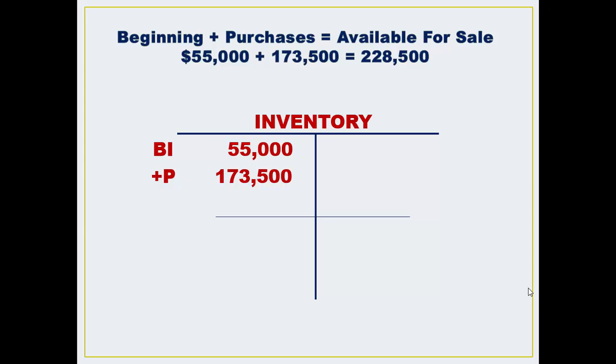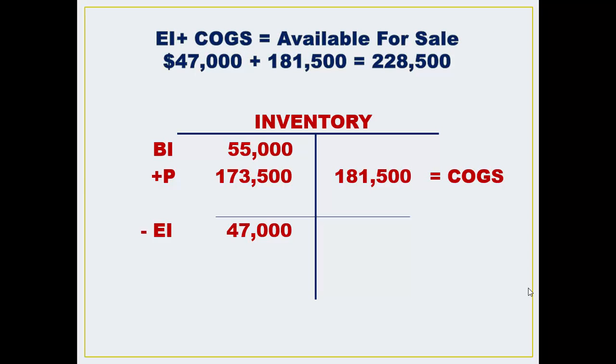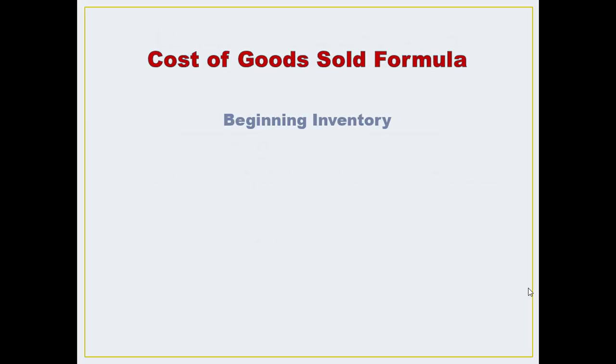And what are the only two things you can do with your inventory? Sell it or not sell it, so that if ending inventory is $47,000, it's easy to solve for cost of goods sold. It's going to also be $228,500.